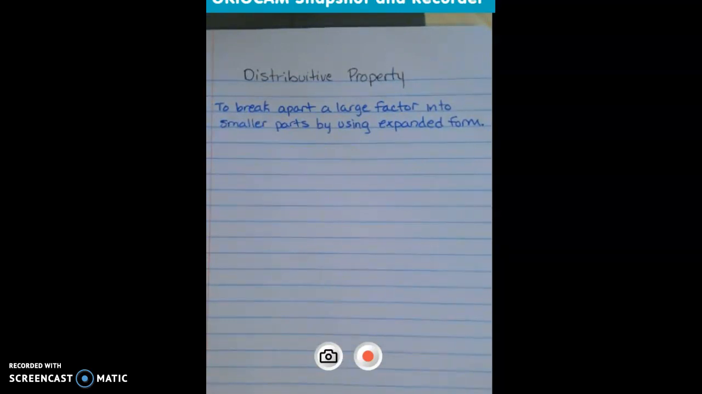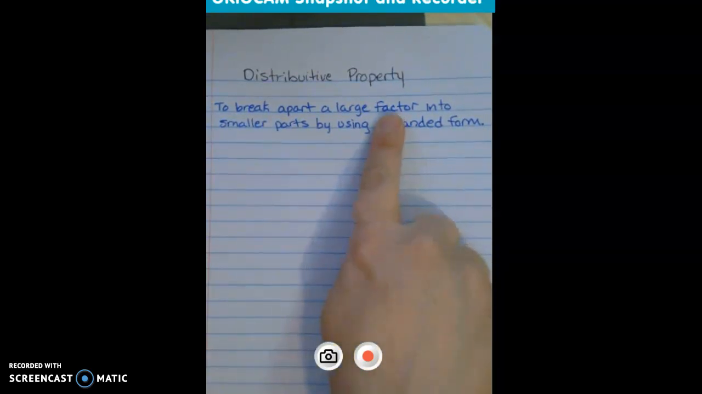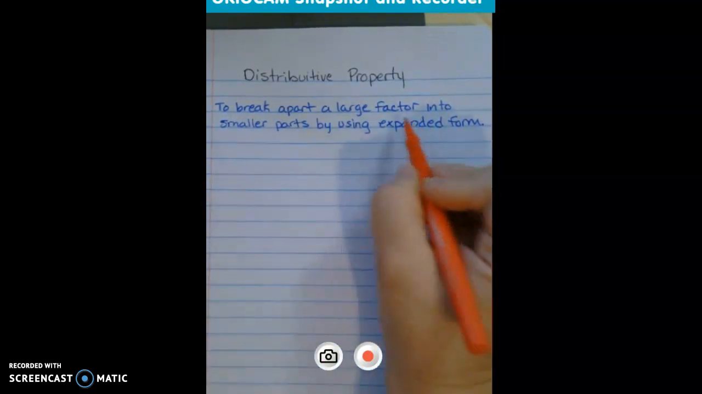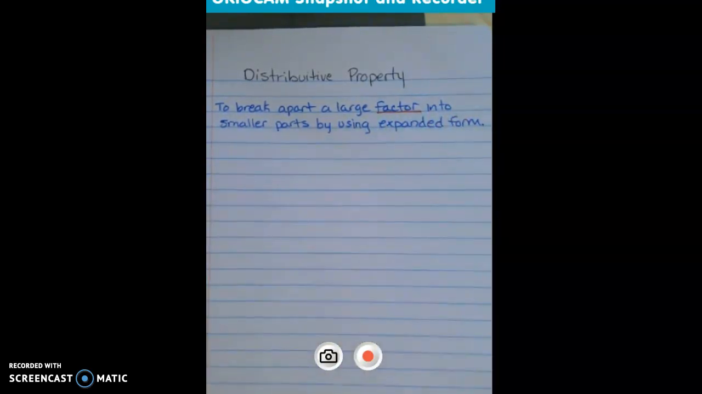All right, so let's remind ourselves what a factor is and what expanded form is. Factors are those numbers that we multiply together to get an answer, a product. So for example, 2 times 3, that 2 and that 3 I'm multiplying together are both factors. By multiplying those factors together, I get the product of 6. 2 times 3 equals 6.